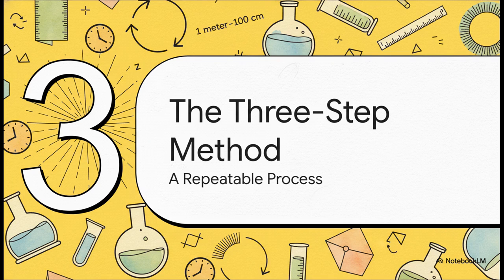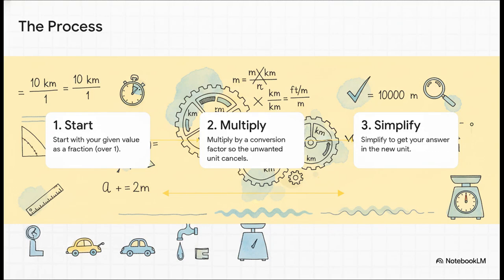Okay, so now we've got our tools, these conversion factors. So let's talk about the instruction manual. It's time for section 3, the 3-step method. I'm about to show you a super simple process that takes all the guesswork out of this. It just works. Every single time. And here it is, just 3 steps.